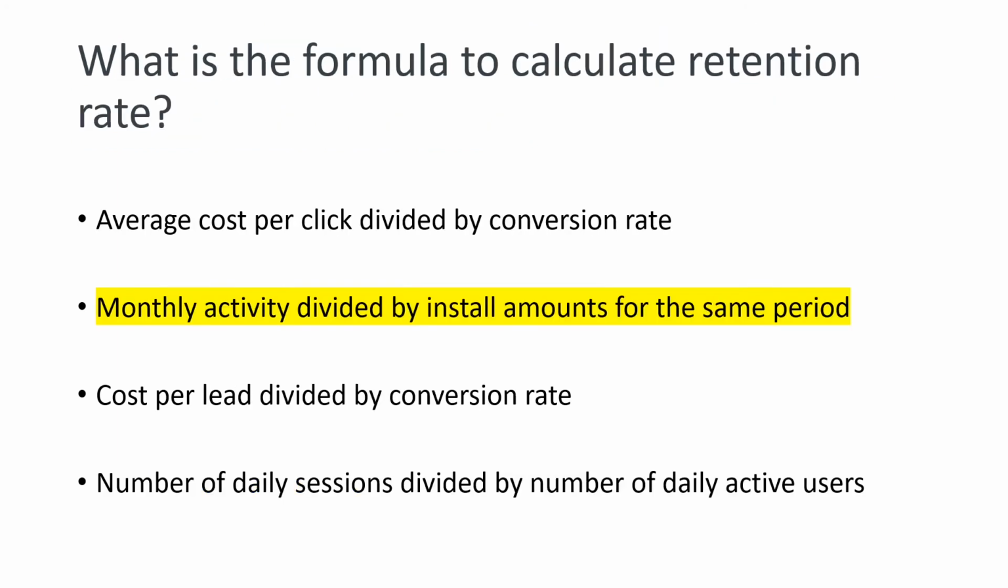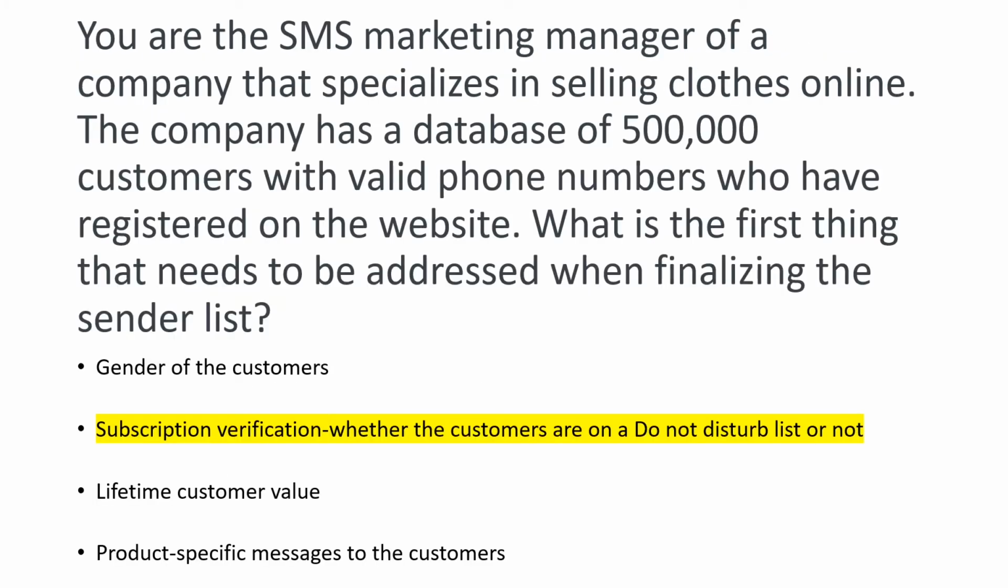158. What is the formula to calculate retention rate? Monthly activity divided by install amounts for the same period. 159. You are the SMS marketing manager of a company that specializes in selling clothes online. The company has a database of 500,000 customers with valid phone numbers who have registered on the website. What is the first thing that needs to be addressed when finalizing the sender list? Subscription verification, whether the customers are on a do not disturb list or not.